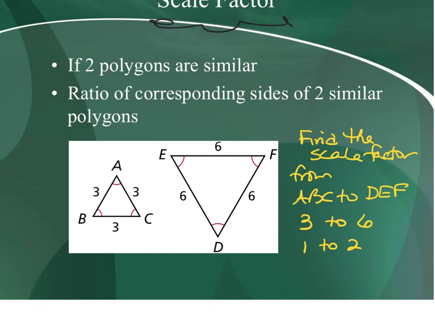Remember, there's 3 ways to write a ratio. You can either write it with the word TO like I just did, you can write it with a colon, or you can write it as a fraction.